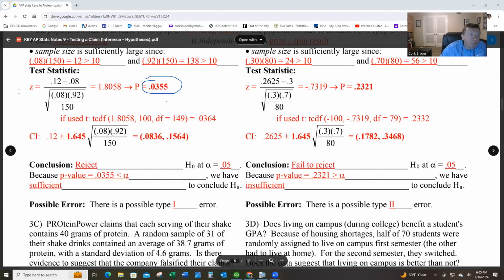If we pick 0.5, it's a reject. If we picked 0.1, it'd be fail to reject. So if you are the drug maker company, you want 0.1 because you want this hard to prove. You don't want problems. If you're a consumer group, you want 0.5, saying this is easier to prove. So it is a reject at 0.5 because the p-value is less than alpha. We have sufficient evidence to conclude HA.